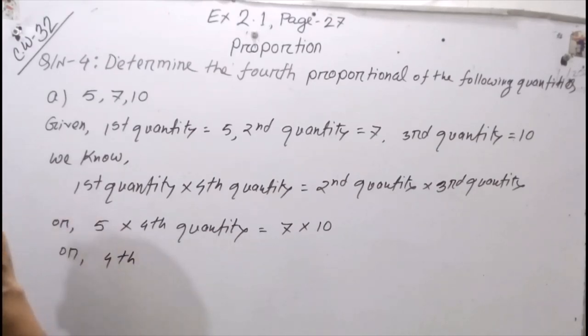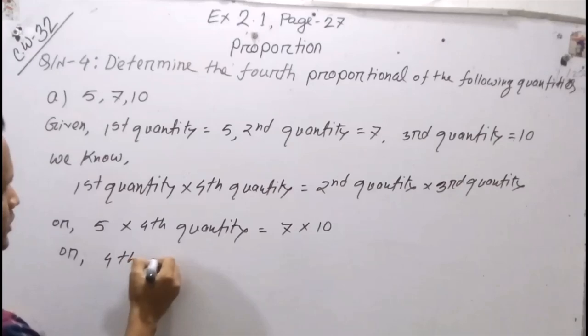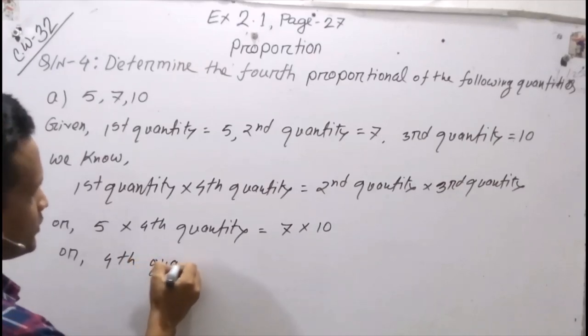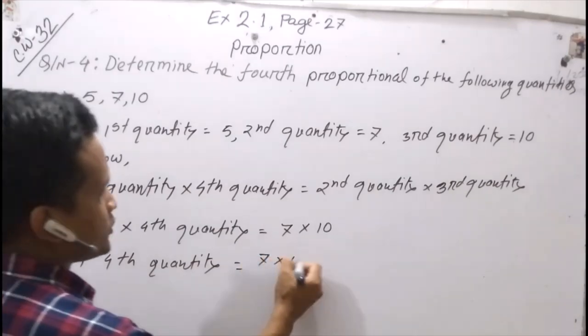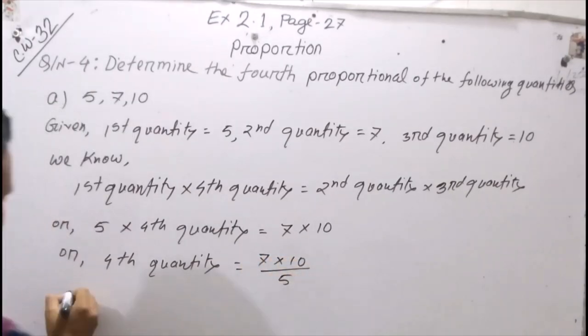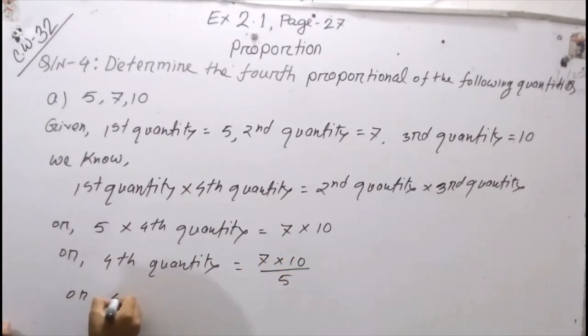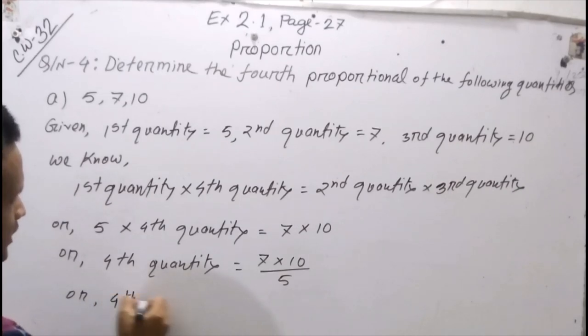So it's easy, right? Yes, students, it's easy, right? For all types of maths of number 3 and number 4, you can solve the problem with just one statement. 7 into 10 divided by 5.